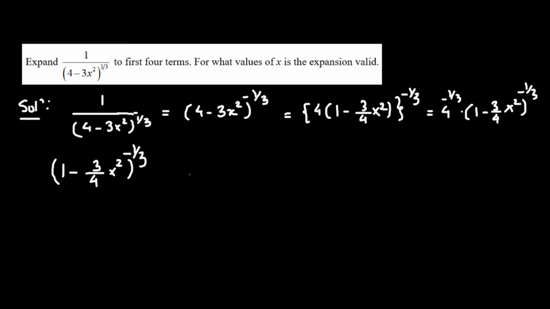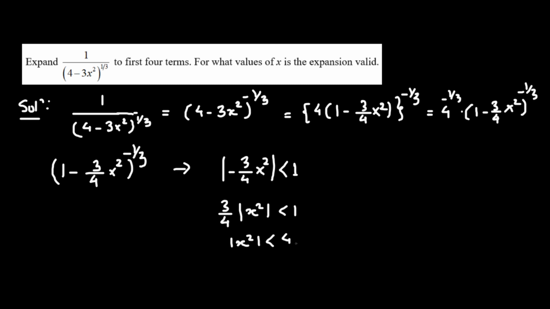So to find the value of x, we have to apply the condition that the absolute value of negative 3 over 4 times x squared must be less than 1. So that would mean we have 3 over 4 times the absolute value of x squared is less than 1. Then we multiply both sides by 4/3 and that will give us the absolute value of x squared is less than 4 over 3. The absolute value of x squared is simply x squared, less than 4 over 3.